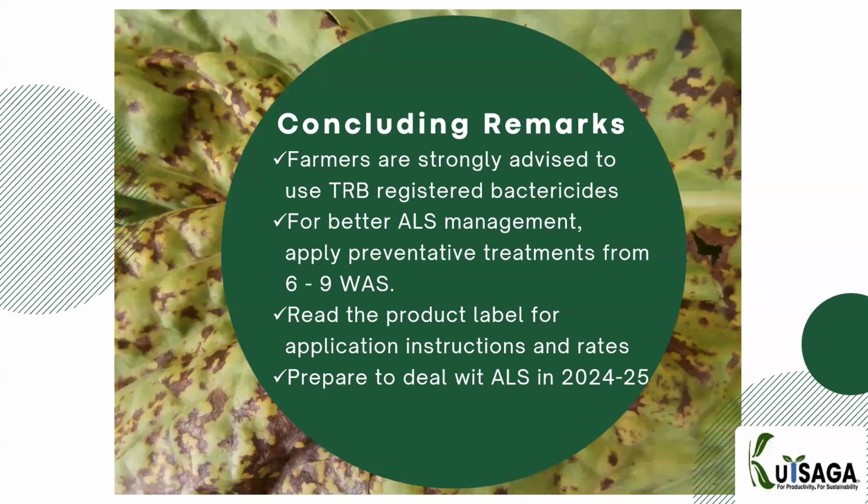Okay, and lastly, for this upcoming season, 2024-25, we are expecting it to be a La Nina season with a lot of rains. So be prepared to deal with angular leaf spot both in the seedbed and in the field. So we are advising farmers to purchase chemicals now in preparation for what is expected to be a La Nina season, where we're going to have lots of angular leaf spots, lots of other foliar diseases.